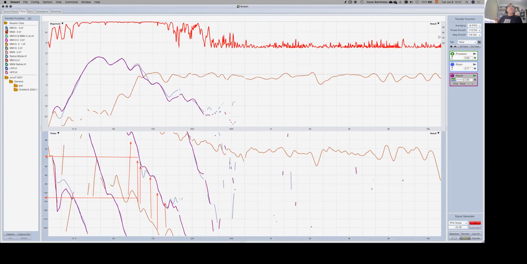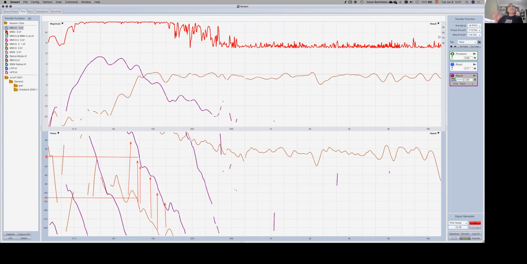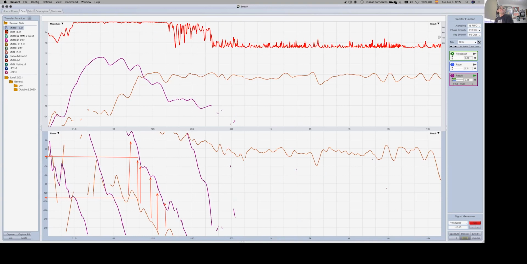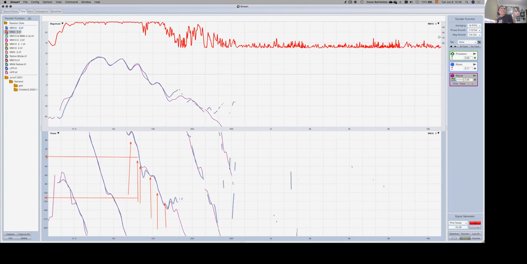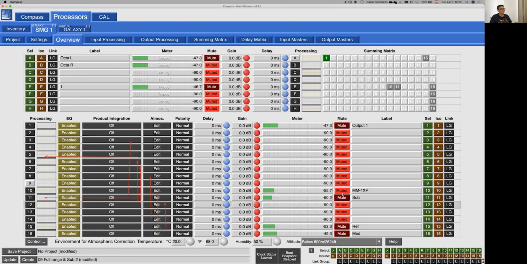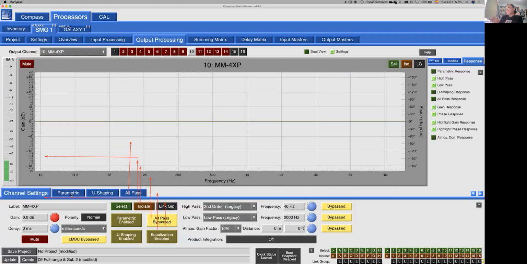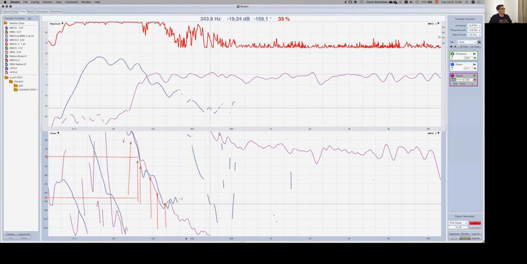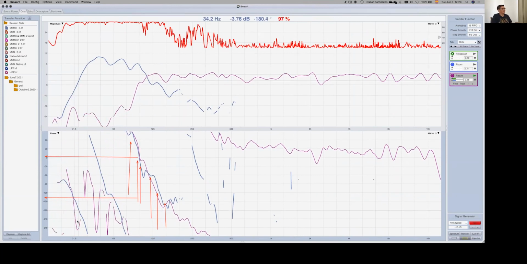So introduce Butterworth and maintain the live trace, the MM4, and the memory, the subwoofer. Okay, so you will introduce in the MM4 a Butterworth fourth order at 100 Hertz. And let's see what happens to the phase, and later we'll see the summation. Butterworth, what order, sorry? Fourth. Voila, okay.